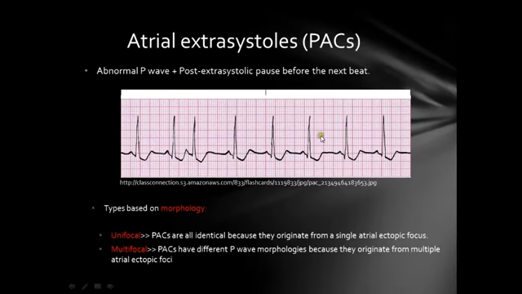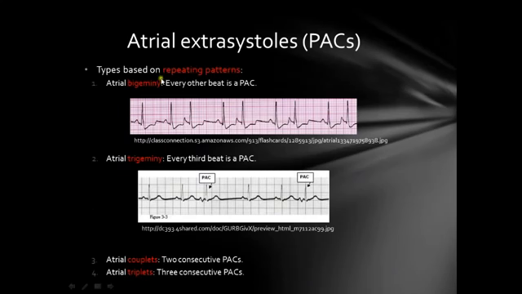See this ECG strip. The first thing you look at is the rhythm. Rhythm here is irregular. You see here abnormal P wave followed by a pause. Abnormal P wave followed by a pause. QRS is normal. This is called atrial premature contraction. We can classify atrial premature contractions into unifocal or multifocal. Unifocal means all the premature atrial contractions look identical because they originate from a single atrial ectopic focus. Multifocal means the premature atrial contractions look different because they originate from different foci.